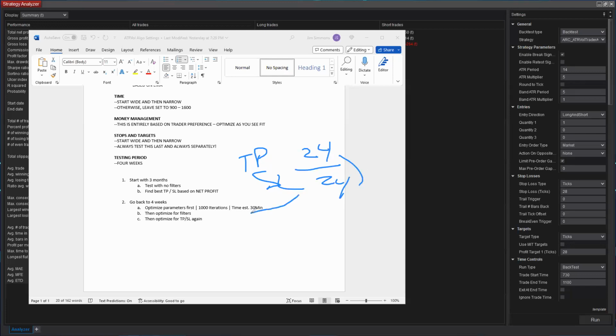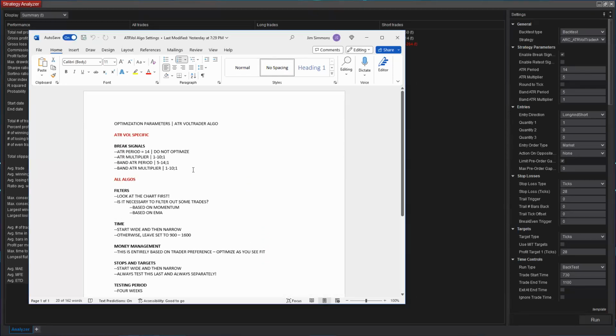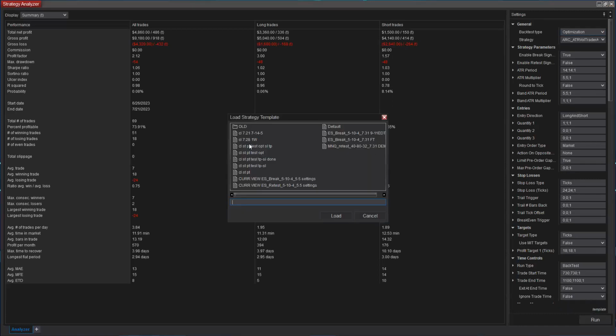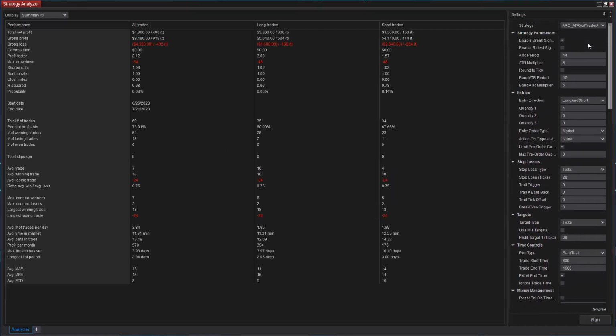Then what you want to do is narrow it down to the most recent 4 weeks, and you want to test your parameters. You want to test the things in the algo that you need to test, without filters, no filters still. So in the case of ATRVol, we would test these 3. So we would go into optimization, and I'm going to pull up an example, load. So this was my starting point. I just used this to start with.